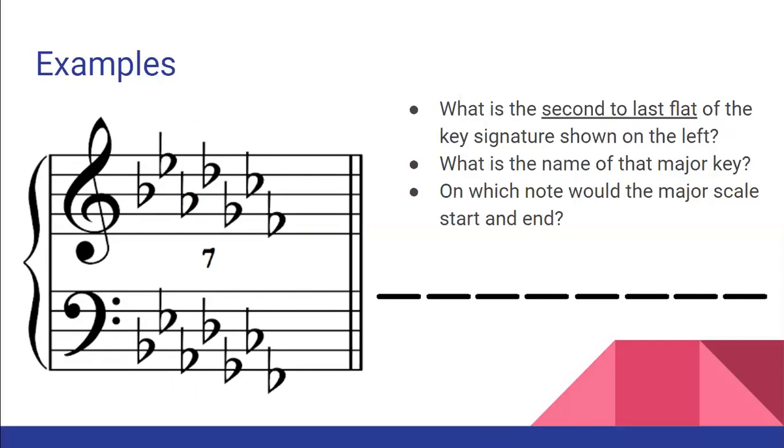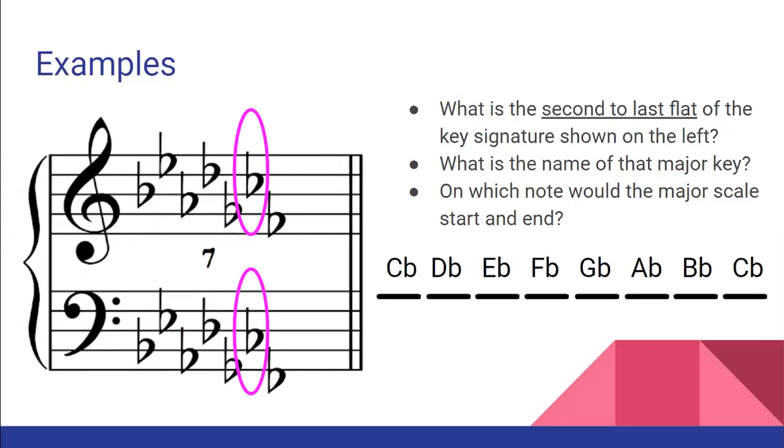When we have all of our notes being flat, we start on C flat. So when we spell our scale, C flat, D flat, E flat, F flat, G flat, A flat, B flat, C flat, and then of course backwards as well. C flat, B flat, A flat, G flat, F flat, E flat, D flat, C flat.